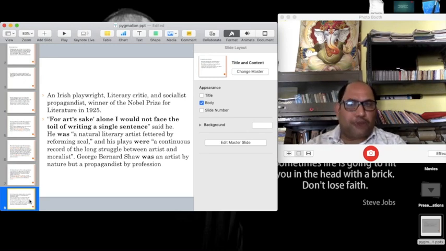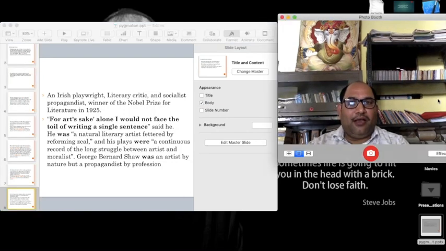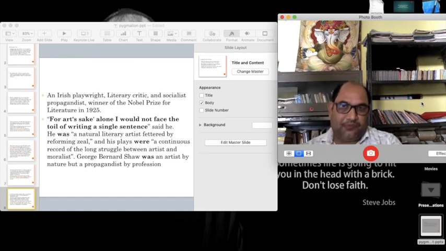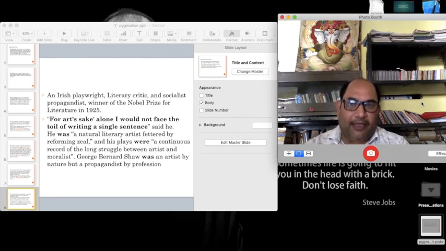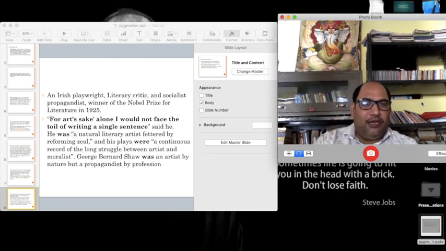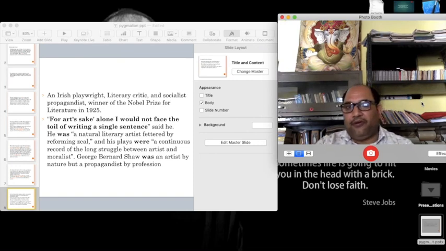Now, Shaw is an Irish playwright. He's a literary critic. He's a socialist propagandist. He's an iconoclast. And for his significant contribution in the field of literature, he won the Nobel Prize for Literature in the year 1925. Now, in literature, we come across two kinds of schools. One is art for art's sake, another is art for life's sake.